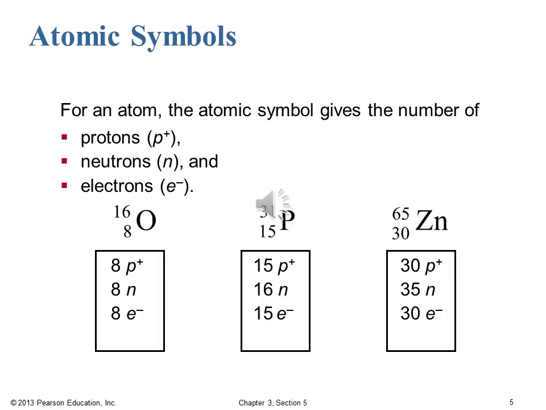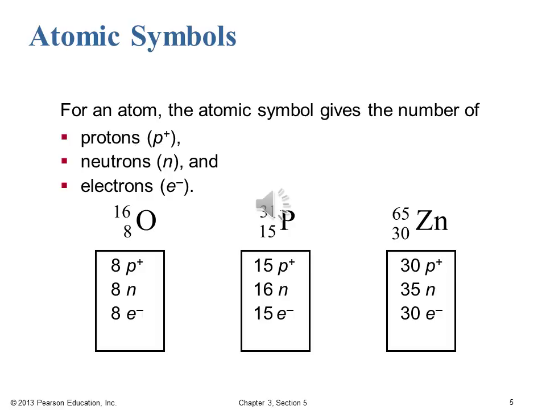So here on the slide we see 3 neutral atoms, oxygen 16 isotope, so 8 protons, 8 neutrons to get us to 16, and then 8 electrons since it's a neutral atom. We also see phosphorus 31, so 15 protons is what makes us phosphorus. 31 minus 15 gives us a value of 16 neutrons, and then since we're neutral and had 15 protons, we must also have 15 electrons.